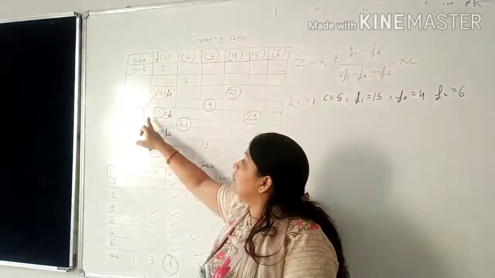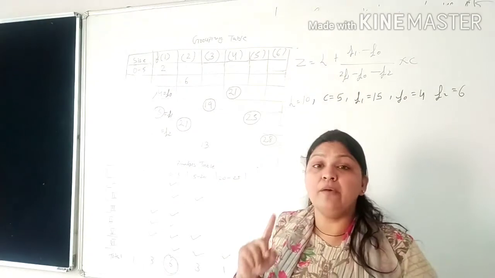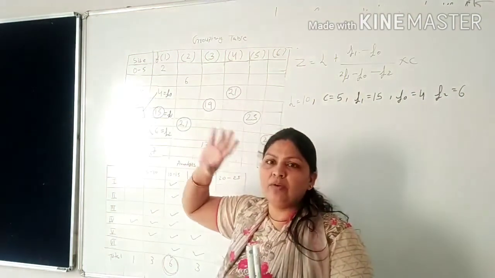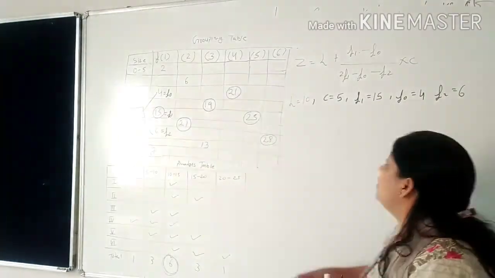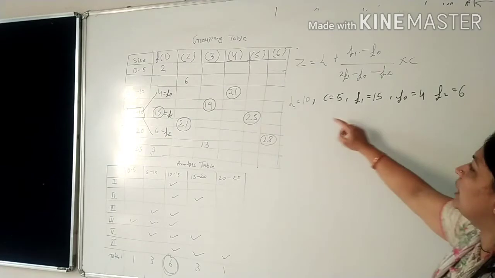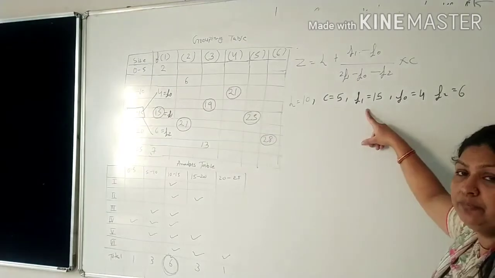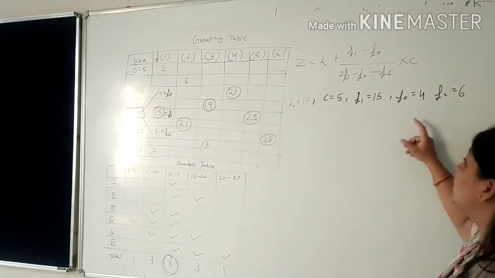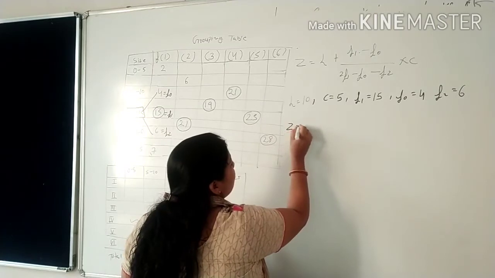So जो ग्रुप हमने चूज किया है उसी का फ्रीक्वेंसी होता है, वो हमारा क्या होता है? F1. Above that F1 you just find out the F0 and below the F1 you just find out the F2. So we just put the values here: L equal to 10, C equal to 5, F1 equal to 15, F0 equal to 4 and F2 equal to 6. Now put the values in the formula.